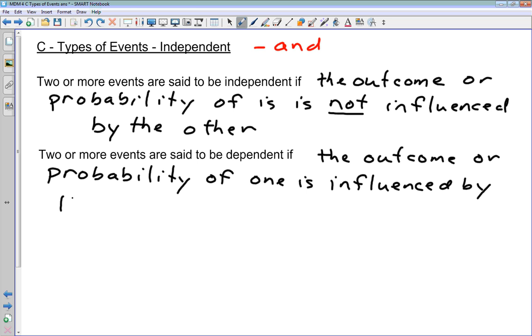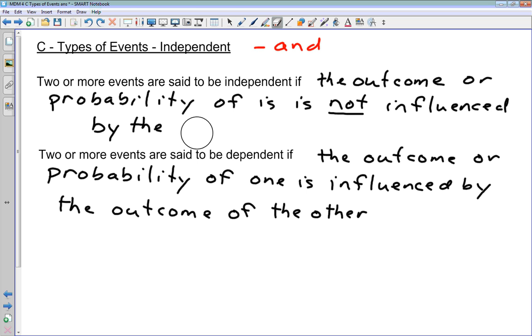Influenced by the outcome of the other. Okay. And I should have said that up in the first one as well: influenced by the outcome of the other. So you might need to add that word in there. Okay. So this is sort of the definition here.